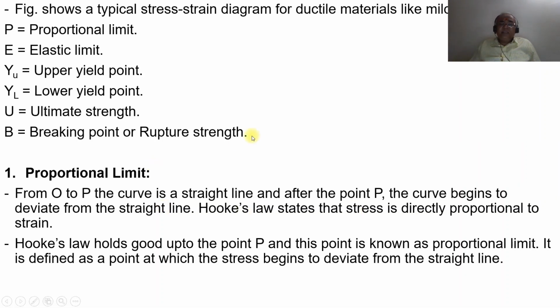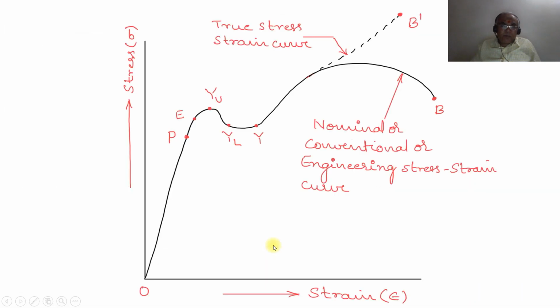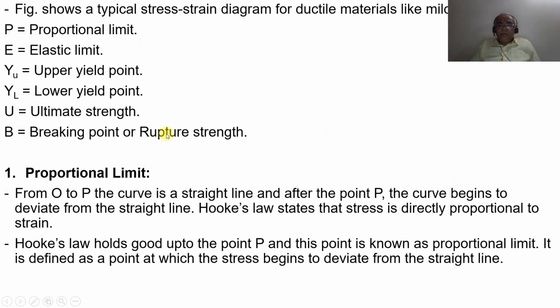Hooke's law states that stress is directly proportional to strain. Hooke's law also holds good up to the point P. So that means up to this point P, Hooke's law, that is stress is directly proportional to strain within the elastic limit, is satisfied. Hooke's law holds good up to the point P, and this point is known as the proportional limit. It is defined as the point at which the stress begins to deviate from the straight line.